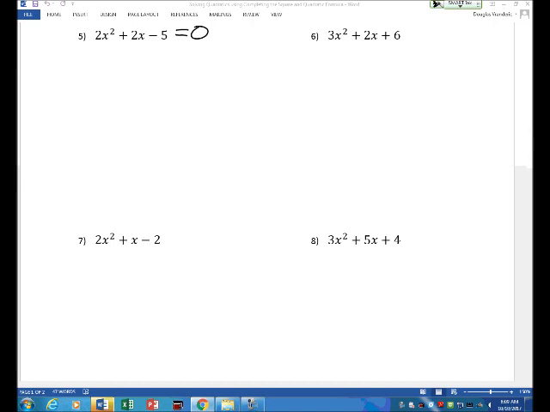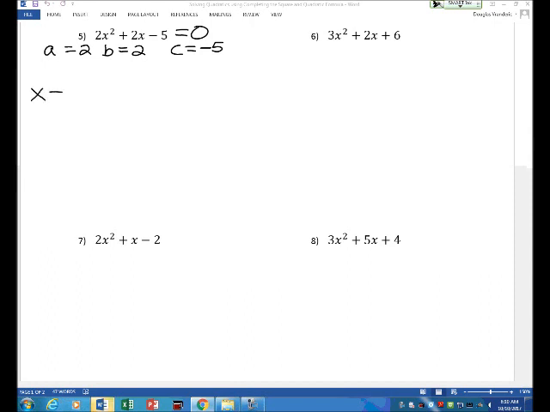So first thing I do is I write down what is A, what is B, and what is C. These are just numbers: 2, 2, and negative 5. So I'm going to write down the quadratic formula, but where it says A, what am I making it? Where it says B, and where it says C.